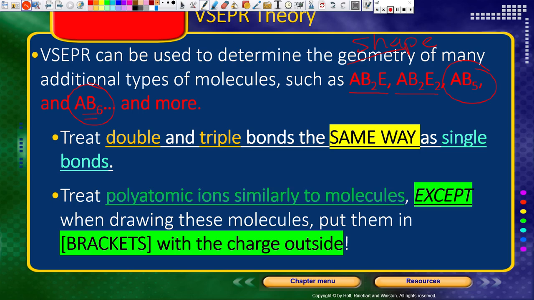Now put a big star beside this one. This is going to come into play in just a minute. Treat double and triple bonds the same way as single bonds. So it's the same amount of space. The point being, do double bonds or triple bonds take up different space than a single bond? No, we treat them the exact same.